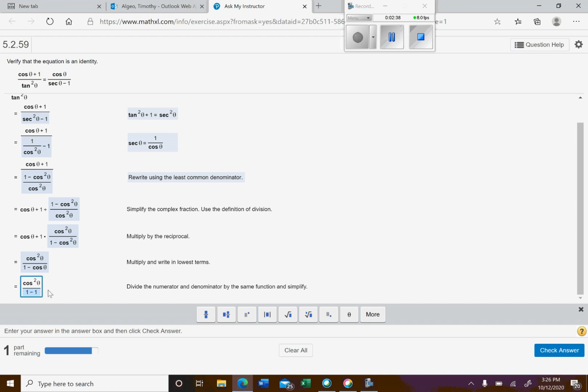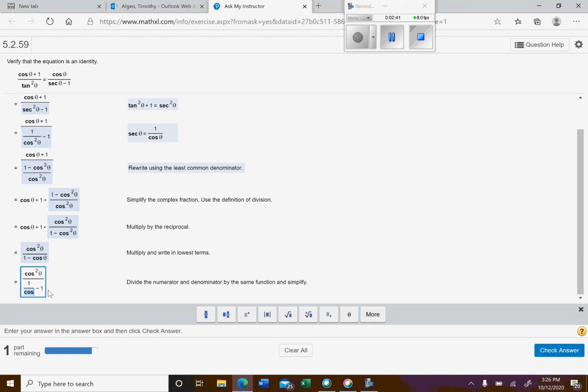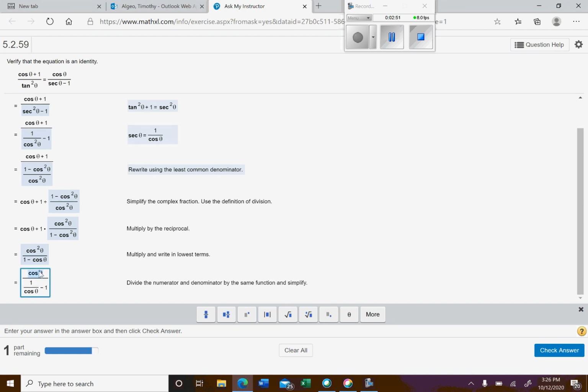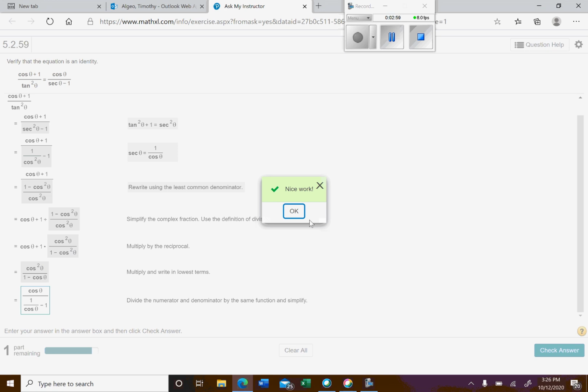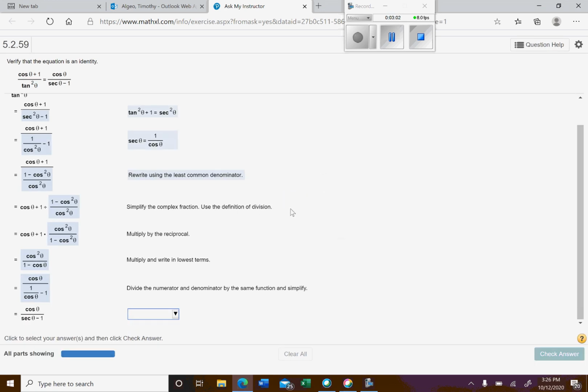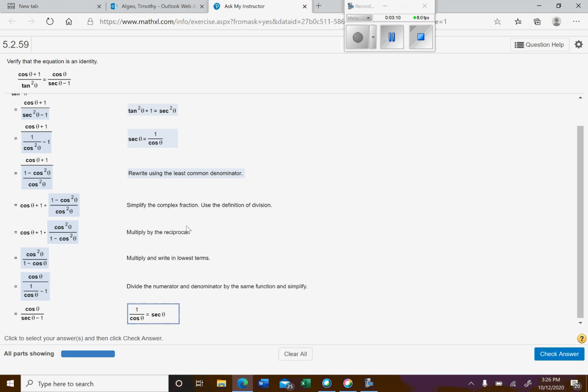And then this one gets divided by cosine of theta, okay? And then on top, if you divide that by cosine, it's going to reduce that from a power of 2 to just a single cosine right there. And let's go ahead and check that. Okay, there we go. And then the last part will probably be the reciprocal. So let's see. There we go. So what we're going to do is change 1 over cosine into secant of theta. And, oh, okay, so it's already done for us. I just have to tell them that that's what we're doing.